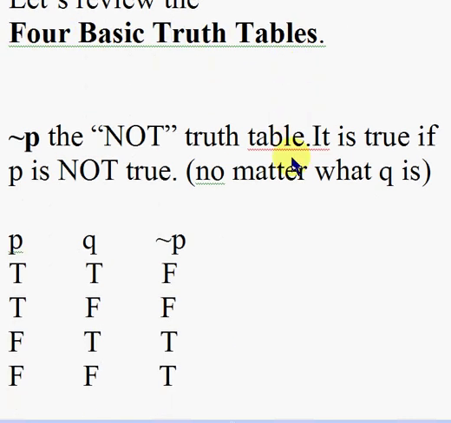The first one is the not truth table with this little curly thing and then a P. We call this not P. The not truth table is true if P is not true, no matter what Q is.